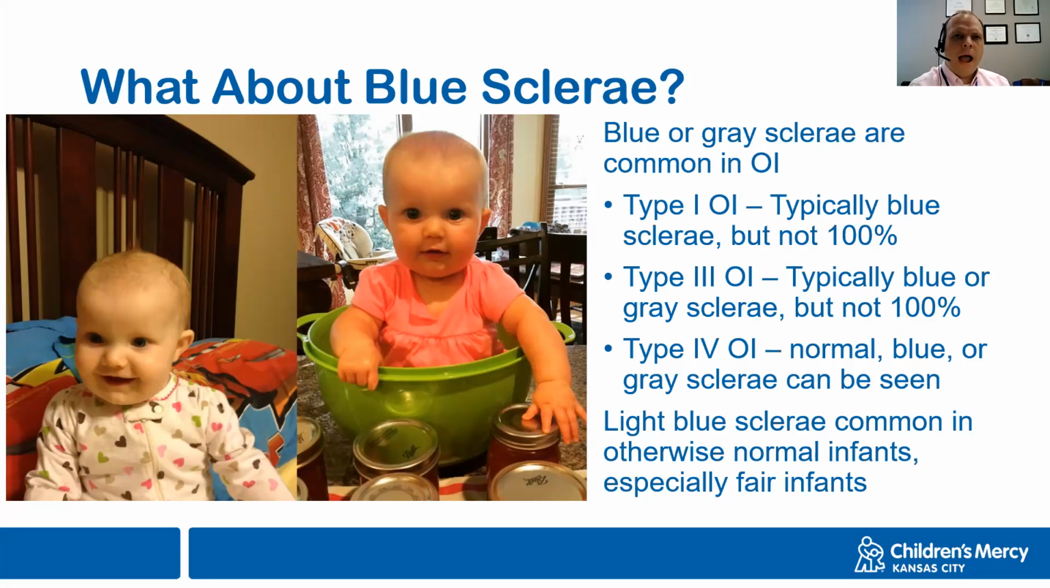But I don't really agree with some of the idea that type 4 OI should really be considered common variable OI with normal sclera, because I've definitely seen a lot of people that I would consider as having type 4 OI who've had some blue or gray sclera. And one of the things that I would point out to the group is that light blue sclera are really common in otherwise normal infants, especially infants that are kind of fair skinned and fair haired.